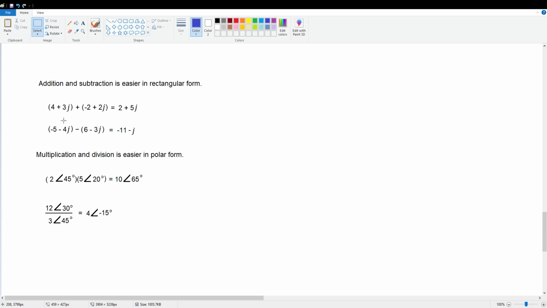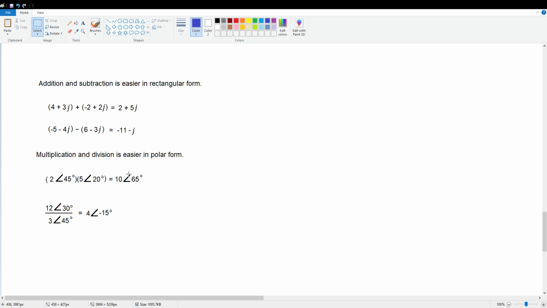Okay, and similarly with subtraction, if we had this complex number minus this one, we have negative 5 minus 6, which is negative 11, and negative 4 minus negative 3, which is minus 1 times j. So the difference of these two is negative 11 minus j. Similarly, with multiplication and division, that's easier to do in polar form. 2 at 45 degrees times 5 at 20 is 2 times 5 at an angle of 45 plus 20. So you multiply the magnitudes and you add the angles. 45 plus 20 is 65.